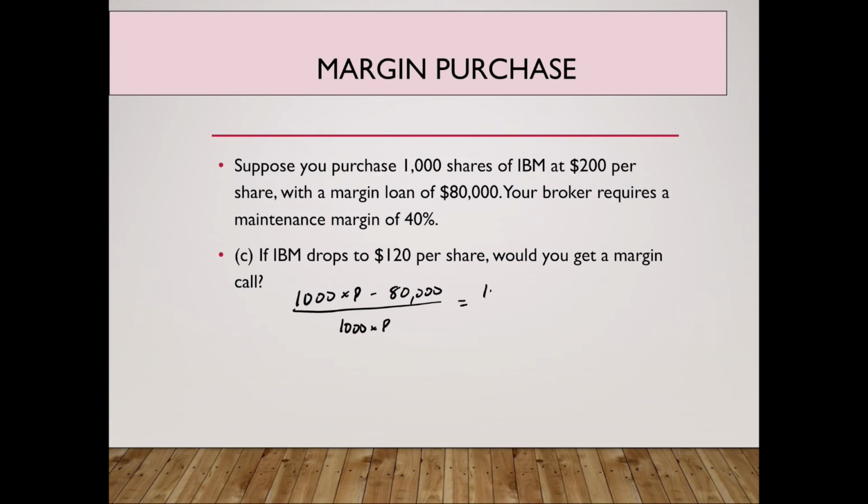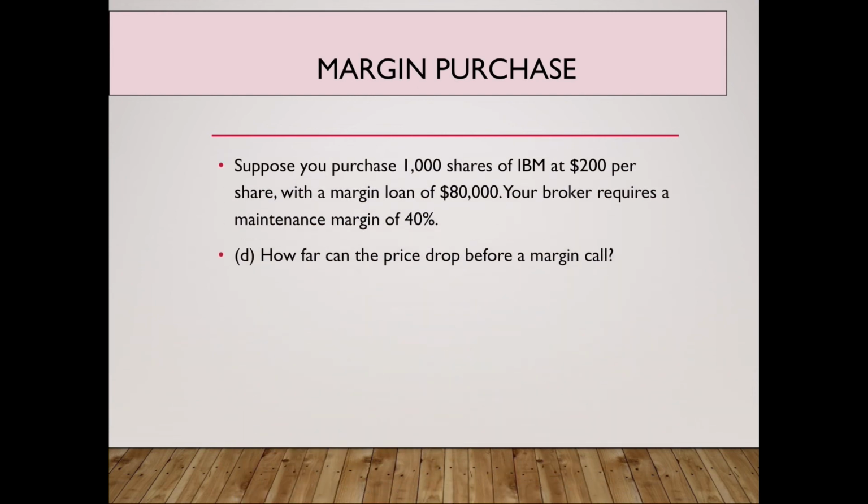So what I have here now is 1,000 shares at $120 per share minus my 80,000 loan divided by 1,000 times 120, and I end up getting a value of 0.333. Would I get a margin call? My margin has decreased down to 33.3%. The maintenance margin is 40%. Yes, I would receive a margin call to add funds to my account to get back up to that maintenance margin of 40%.